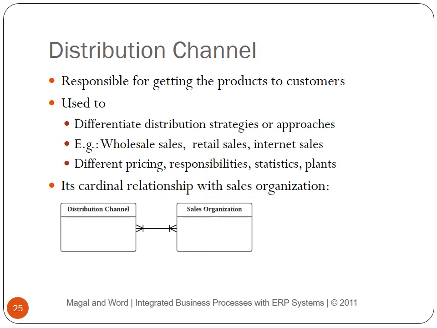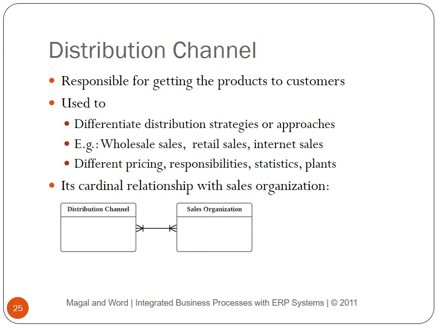The distribution channel is the means by which the entity delivers goods and services to its customers. Typical channels are wholesale, retail, and online or internet sales. Just as a company can have multiple sales organizations, the sales organization can also have multiple distribution channels. Each channel has its own strategies, approaches, and constraints for getting the goods and services to the customer.